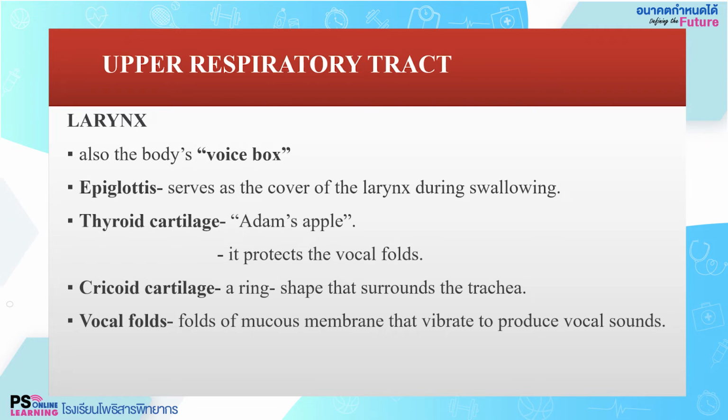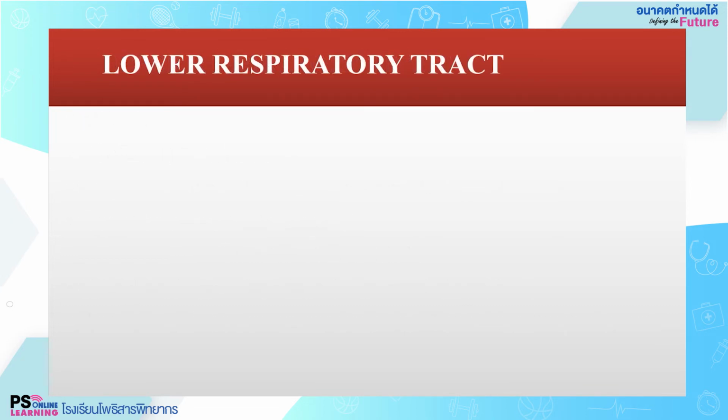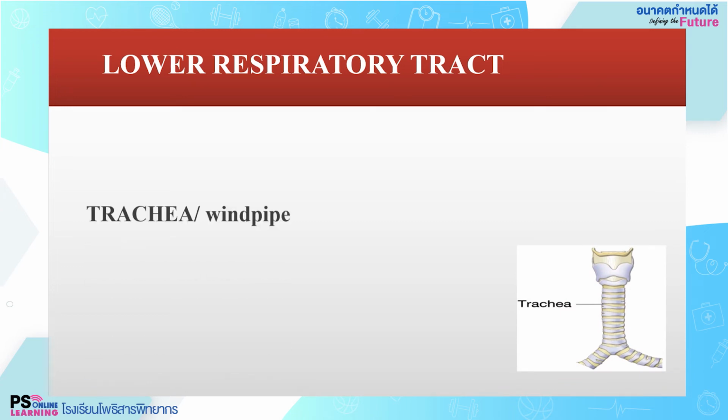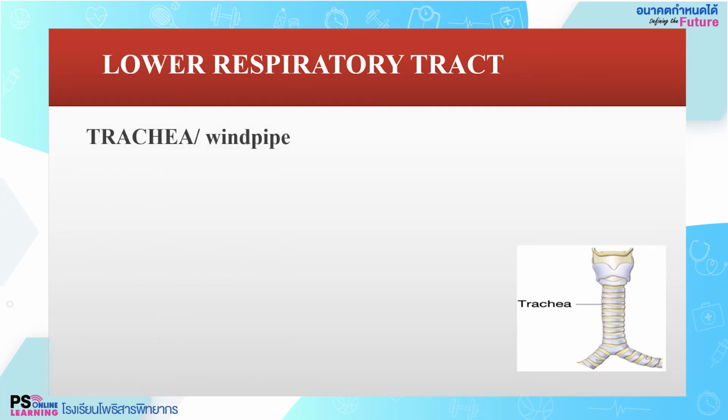Let's now proceed to the trachea, which is already part of the lower respiratory tract. The trachea is also known as the windpipe. It is a wide, hollow tube that connects the larynx to the bronchi of the lungs. So the trachea provides an air passage to your lungs for respiration, to inhale air rich in oxygen and exhale carbon dioxide.